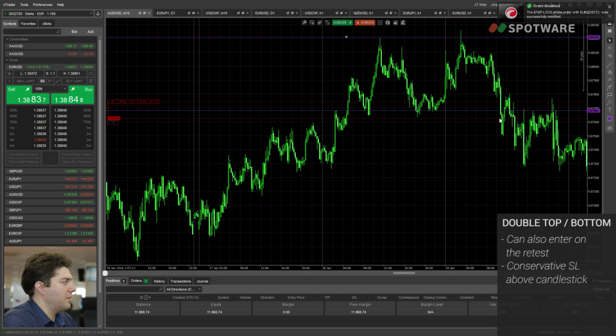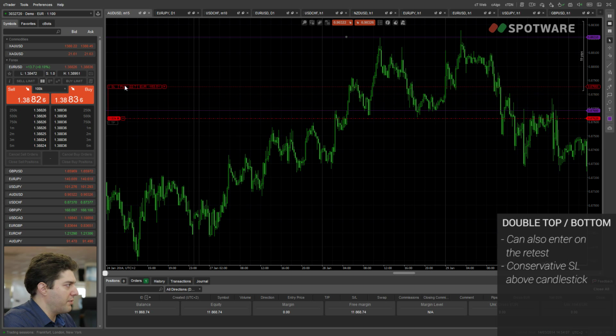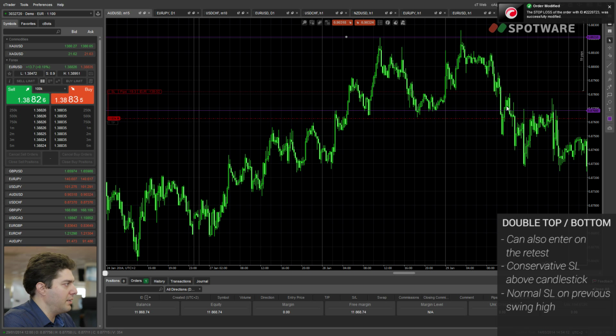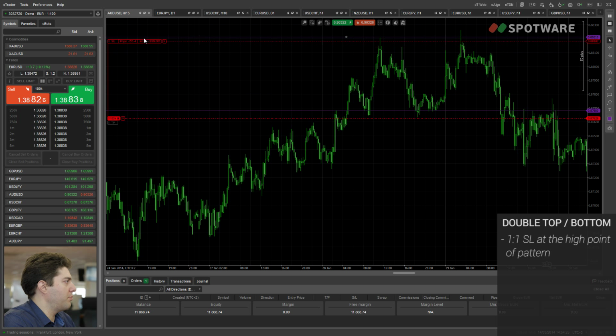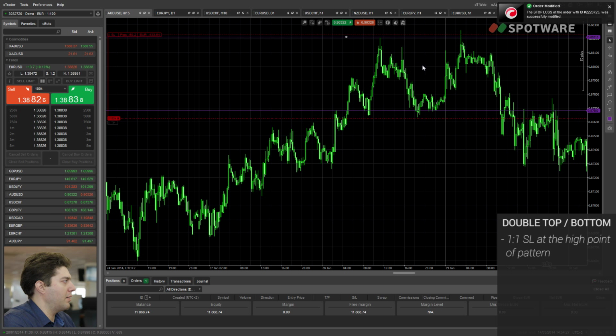It's not bad, but it may get hit. You will have to re-enter again with another conservative stop loss. You can put it less conservatively, which is mostly recommended, at the previous small swing high. You can go above here, so you know that we have a swing here. It's very hard: if we go above that swing, the pattern is not successful. Or you can go with a one-to-one stop loss and put it at the high point of the pattern, which also is not very much recommended, but you can do it if you want.